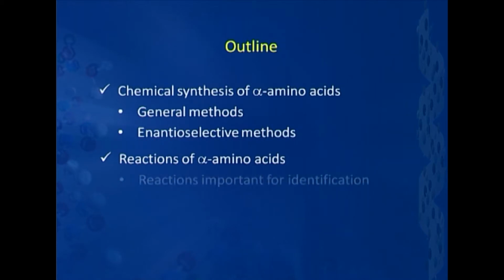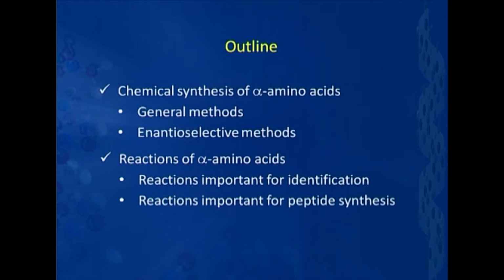Having done that, we will move on to the reactions of alpha amino acids. Here again we will put them into two groups. First we will discuss the reactions which are important for identification of alpha amino acids, and then we will talk about certain reactions which are useful for the peptide synthesis part, which we will be taking up in the next session. And towards the end we will try to sum up what we do in today's session.